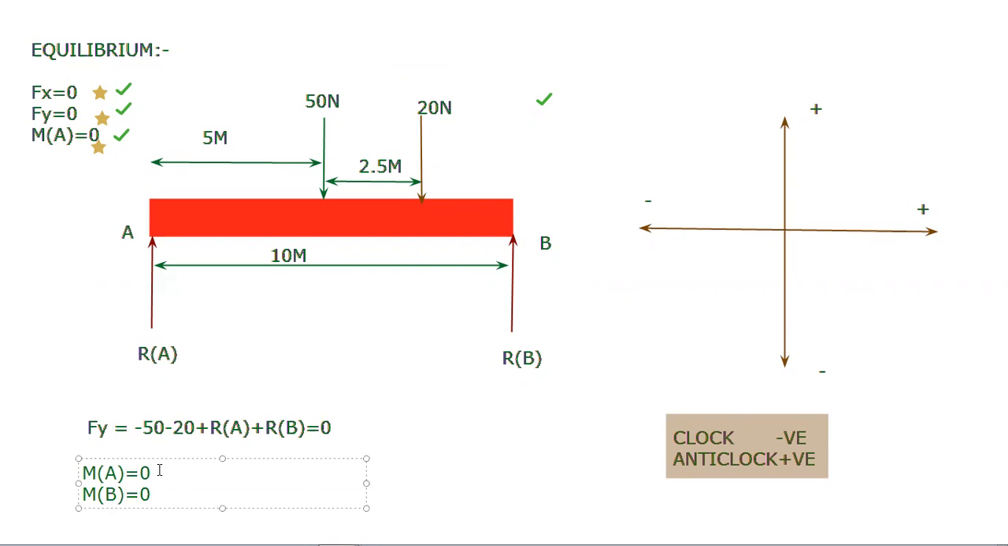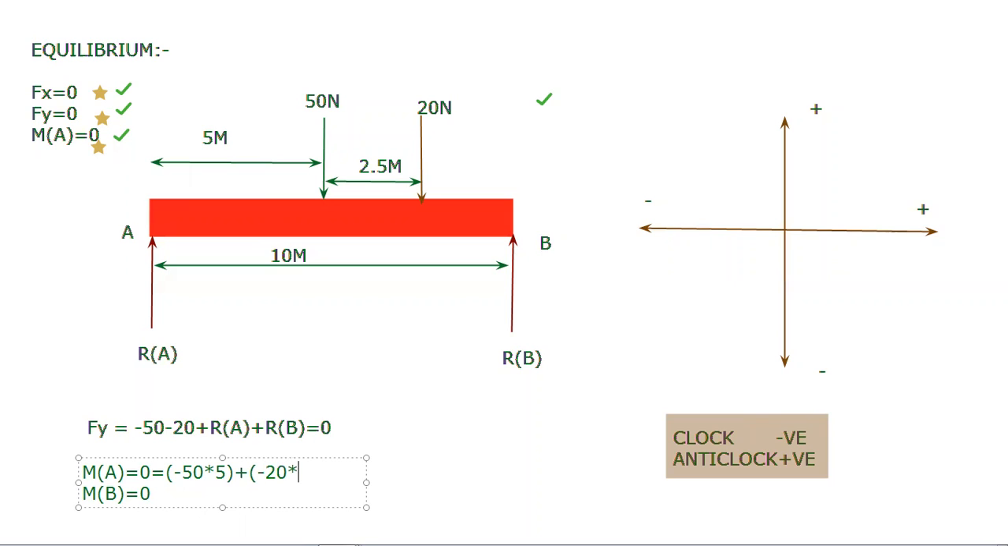Now, for A is equal to 0, your moment of RA will be 0 because it is passing through the same point. So the distance of RA from point A is 0. So therefore, this moment will be 0 in case of RA. Next force is 50 Newton. 50 Newton is going in clockwise direction, so it will have negative sign. So therefore, minus 50 multiplied by 5 meter will be the moment of first one. Next one is minus 20 multiplied by 7.5.